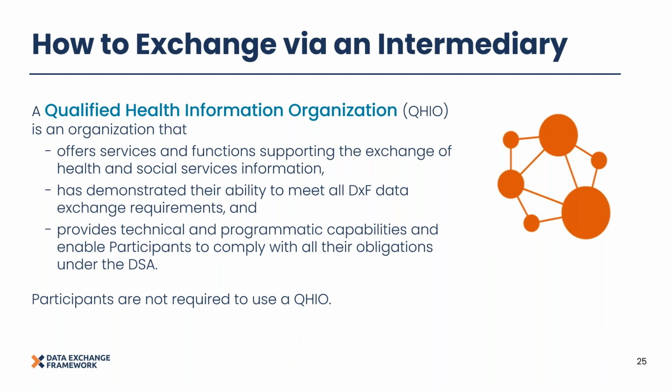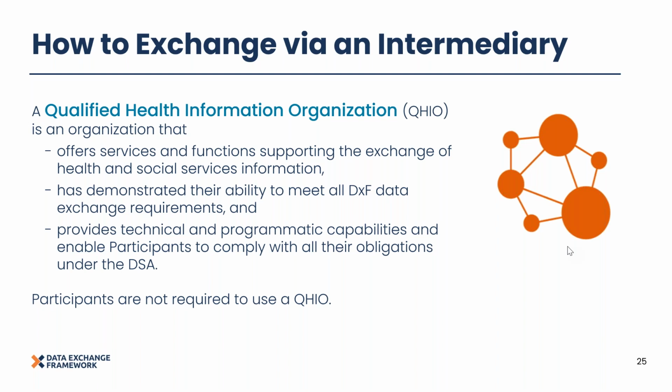A QHIO is an organization that offers services and functions supporting the exchange of health and social services information, and has demonstrated their ability to meet all data exchange framework requirements. So that's what would make a QHIO different from an HIO. HIOs exist today and have existed for at least a couple decades, some of them, if not more than a couple. They provide technical and programmatic capabilities and enable participants.